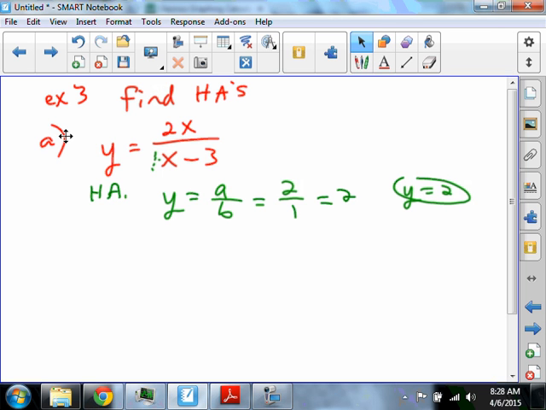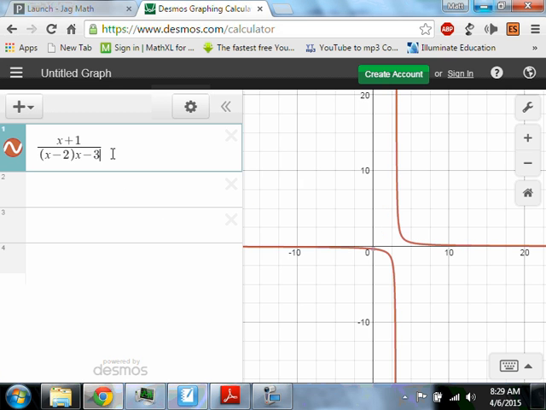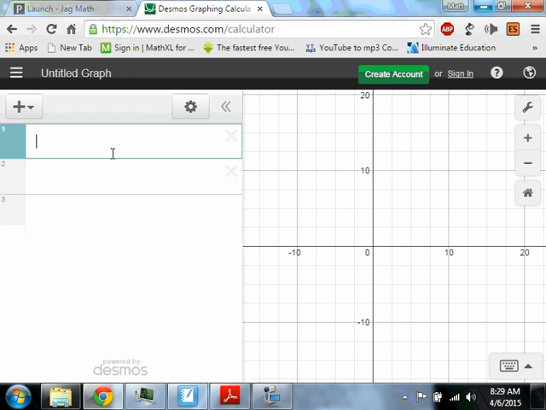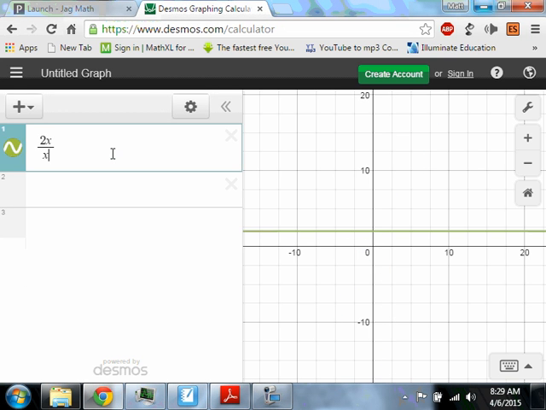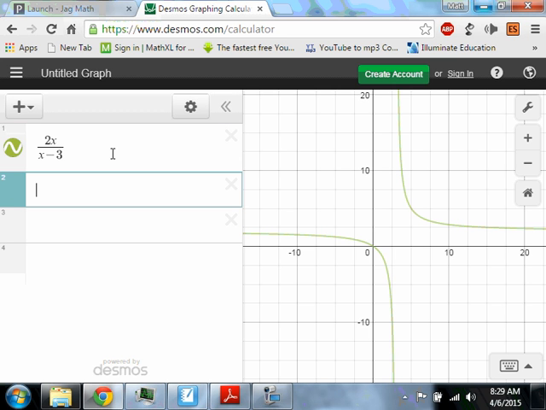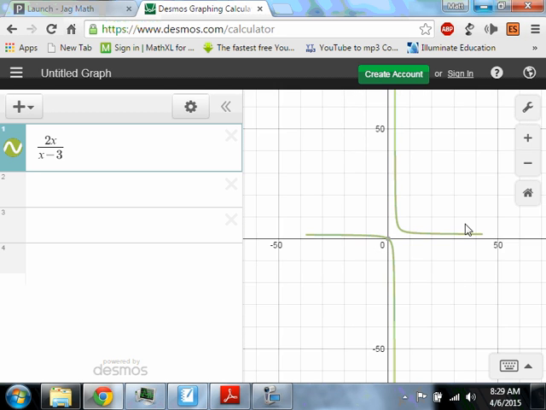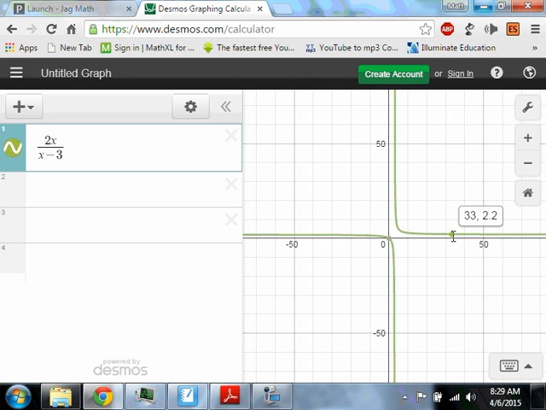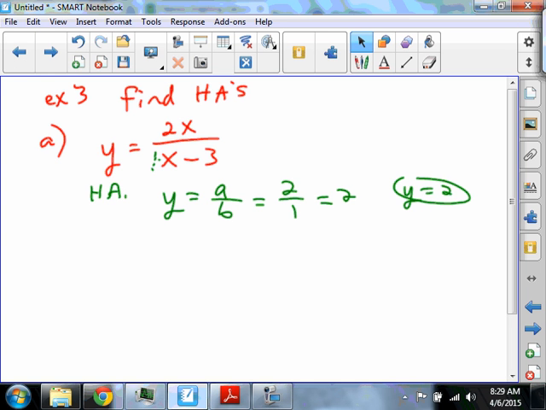Now, I know that you don't believe me, so let's go back to Desmos. And we'll graph this, 2x over x minus 3. Check it out. If we were to trace along the graph, let me zoom out. The y value is 2.2, 2.19, the y value is 1.92, getting closer to 2.